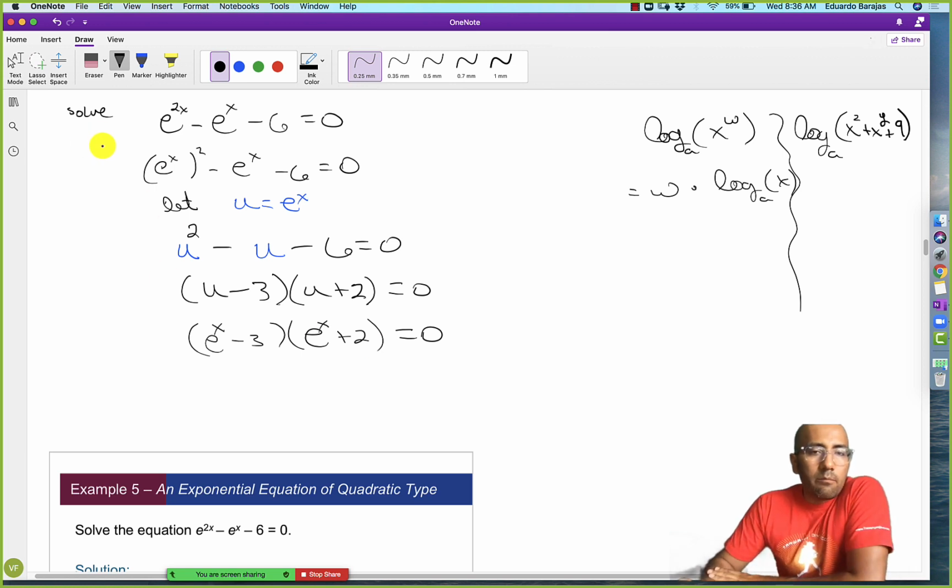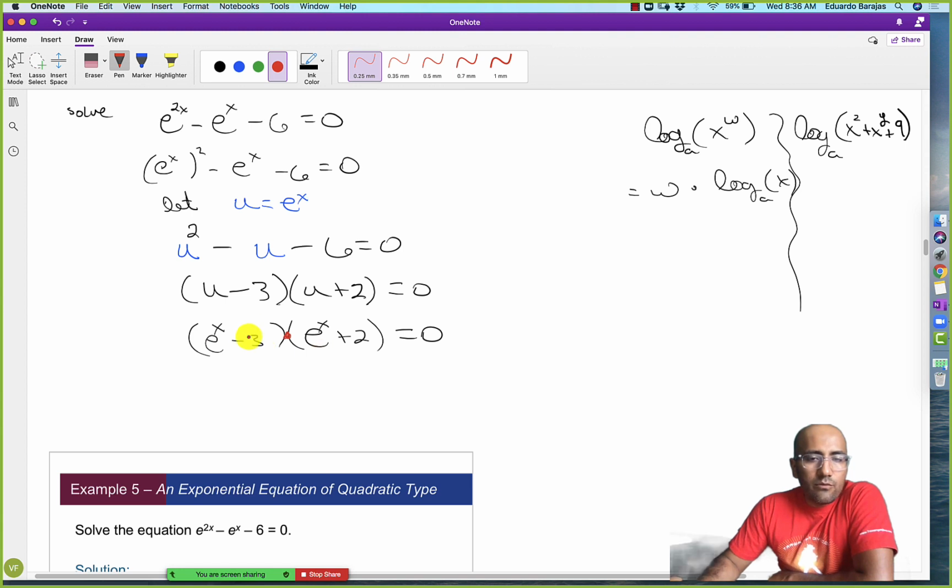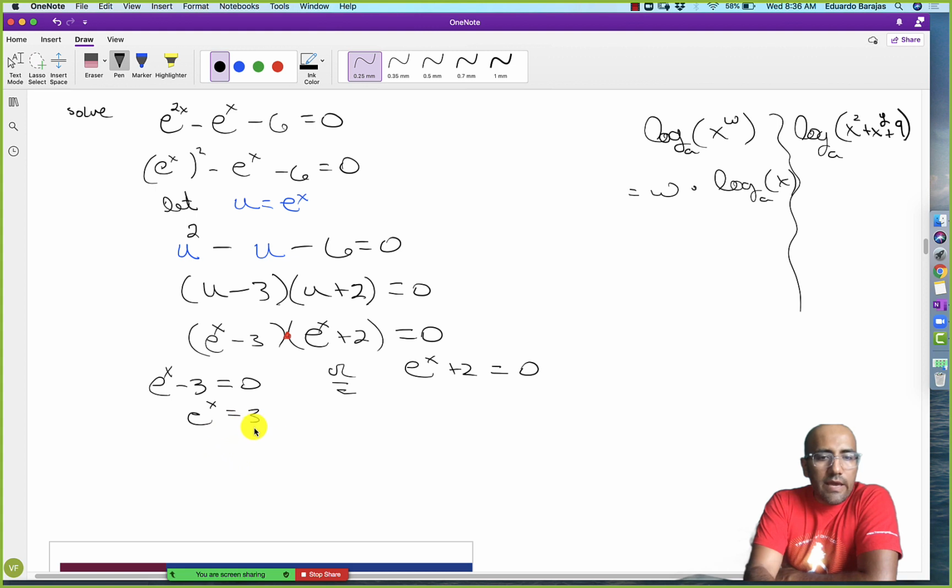Good. Because we have a product equals 0, a multiplication of two things, two binomials in this case, that multiply to 0, we can use the zero product principle to separate this into two pieces. Either this part must be 0, or this part must be 0. Good. Add 3 to both sides, we get e to the x equals 3.